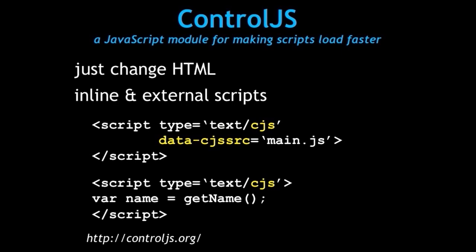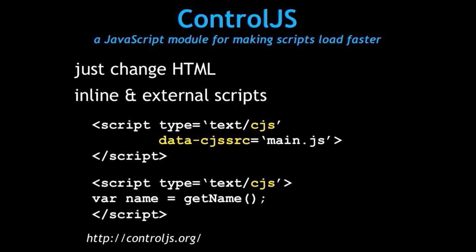And I wanted to do the asynchronous script loading in markup, not in code, to make it easier for people to get on board. So the key is for scripts, you change the type from text script to text CJS. That will cause the browser to ignore it. And you change the source attribute to Control.js source.